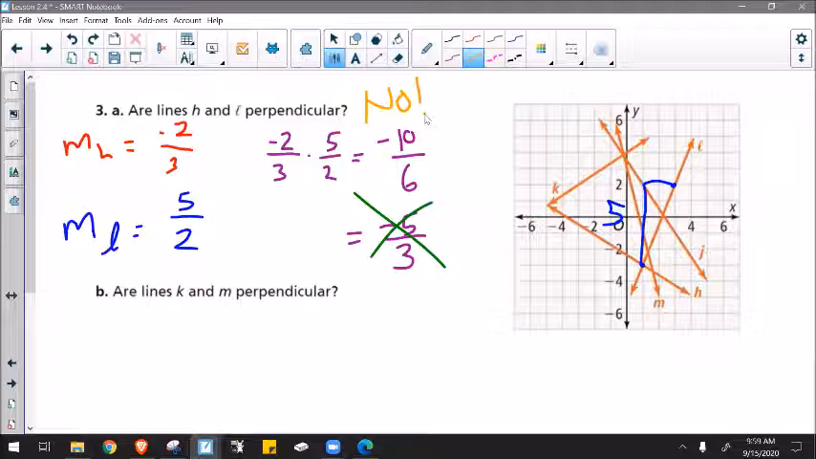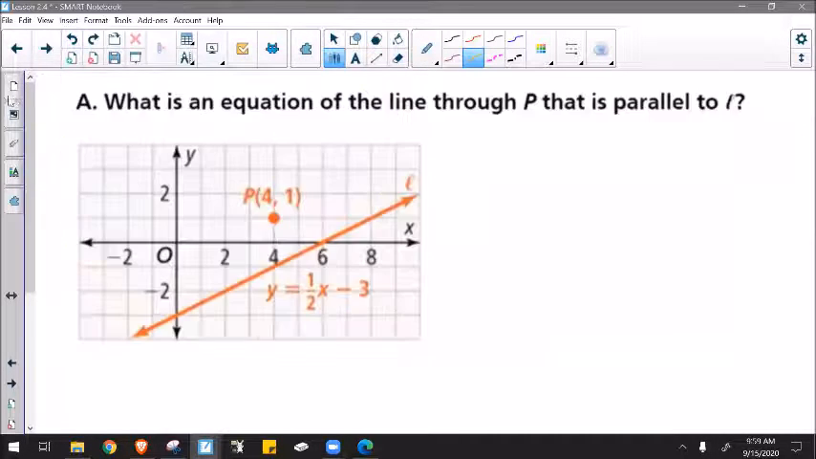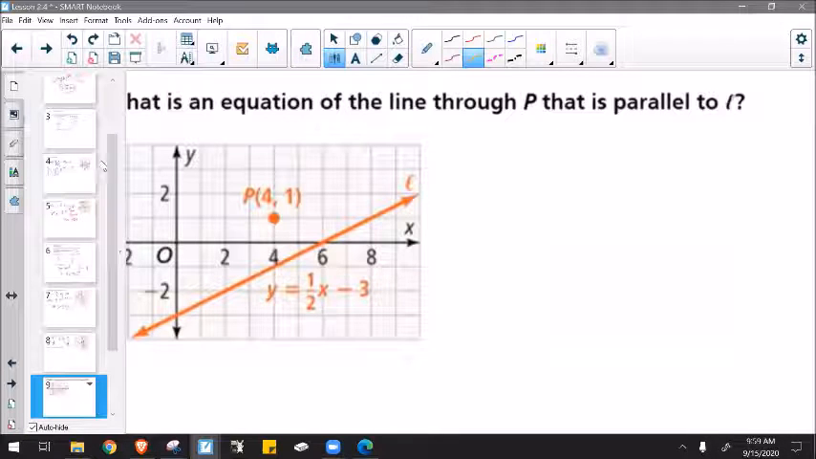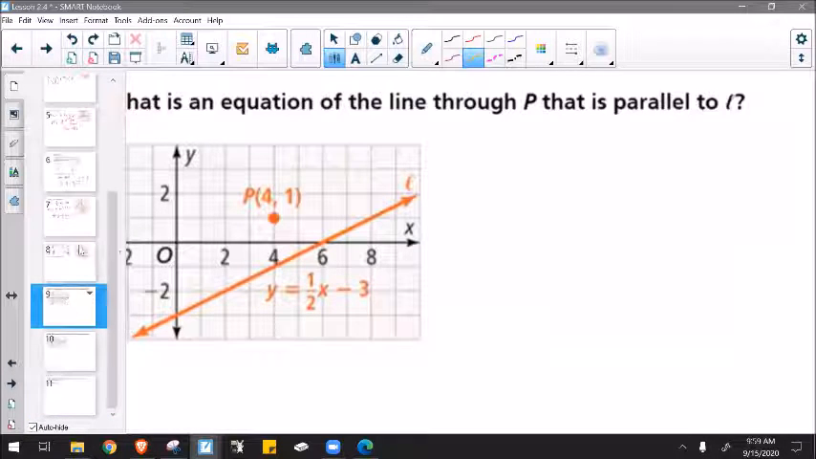And then part B, that's the same thing. Lines K and M, are they perpendicular? We don't have to do that one. They don't look perpendicular, but you should confirm that for yourself if you would like. All right, so I got 3 more slides for you here.